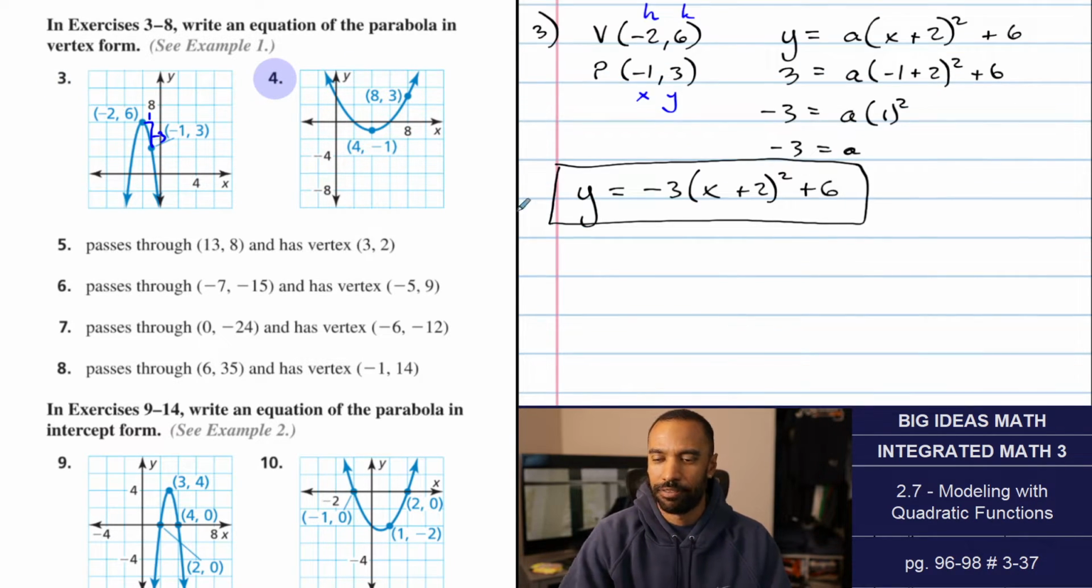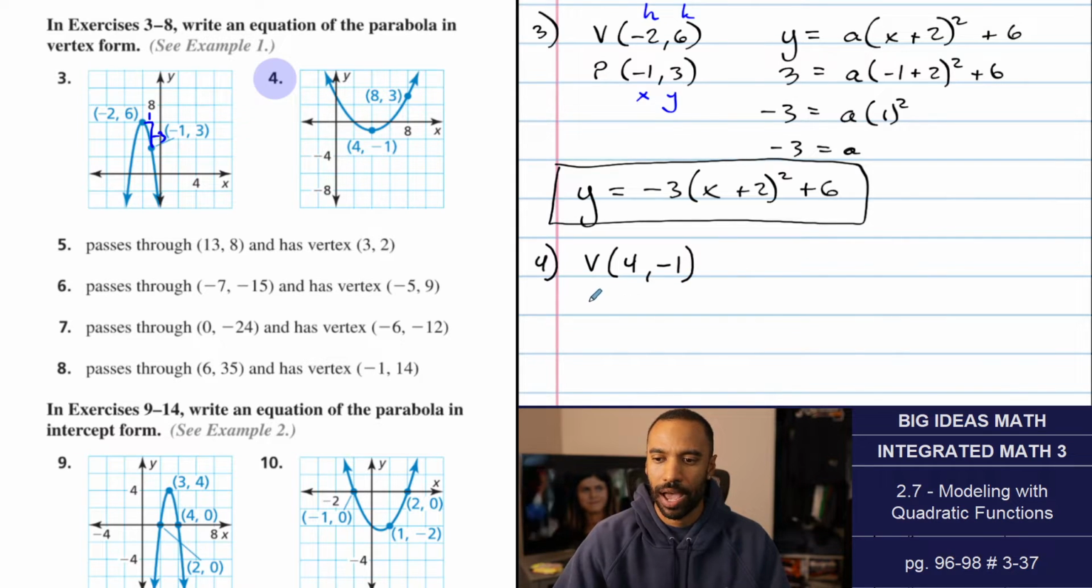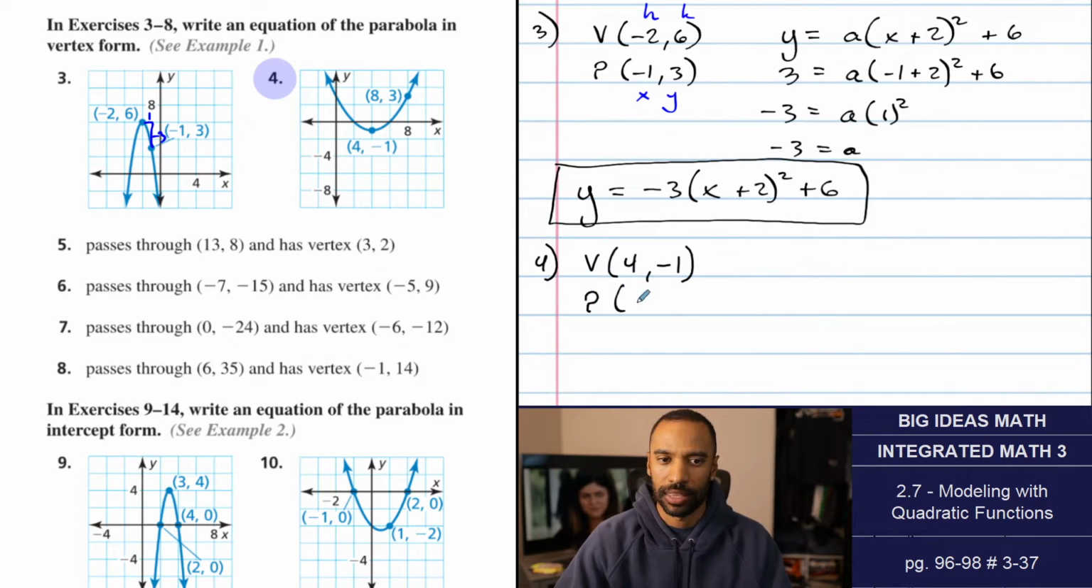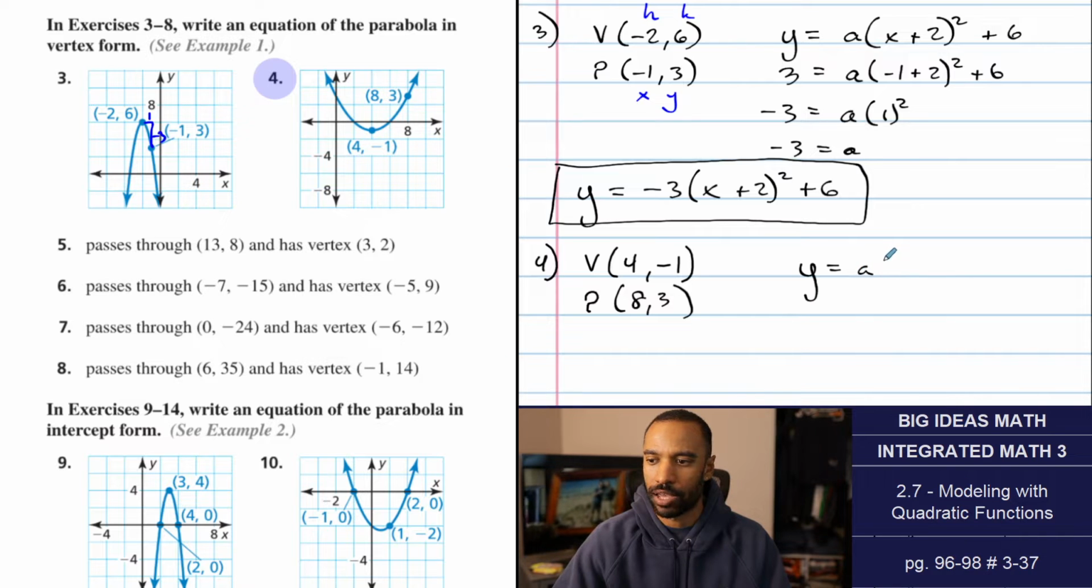Number 4, we have a vertex of 4, negative 1, and an xy point. Hopefully you now know that they are those kinds of points. An xy point that is 8, 3. Now, the equation right now would look like y equals A times x minus 4, quantity squared minus 1. I'm going based off the h, k.